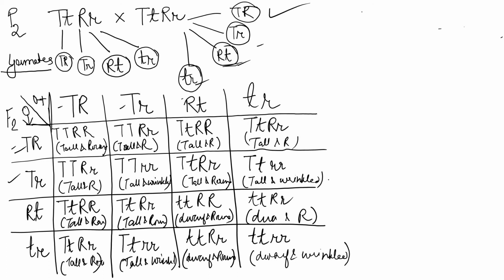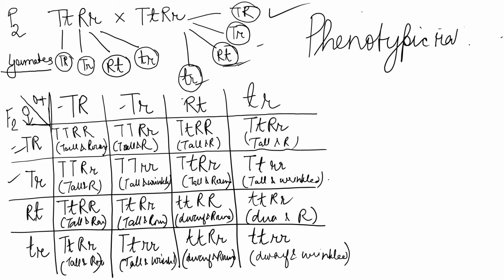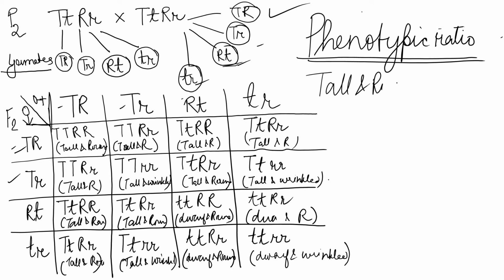We have done the F2 generation and we have got these results. We have to now write the phenotypic ratio, that is, what will be the phenotypic ratio. From here we have to see what are the physical features that we can see. Tall and round, how many tall and round can we get?